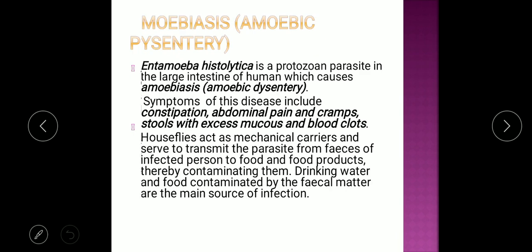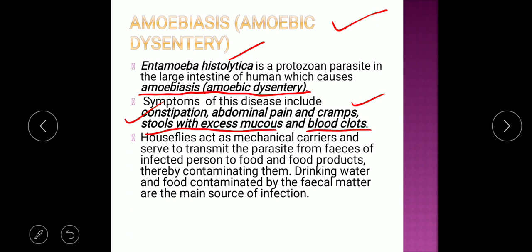Now amoebiasis, or amoebic dysentery. Entamoeba histolytica is the protozoan parasite causing the disease amoebiasis, or amoebic dysentery. What are the symptoms? Constipation, abdominal pain, cramps like excessive pain in the stomach area, stools with excess mucus, and blood clots. Blood clots will be there in the stool. The housefly acts as the mechanical carrier.